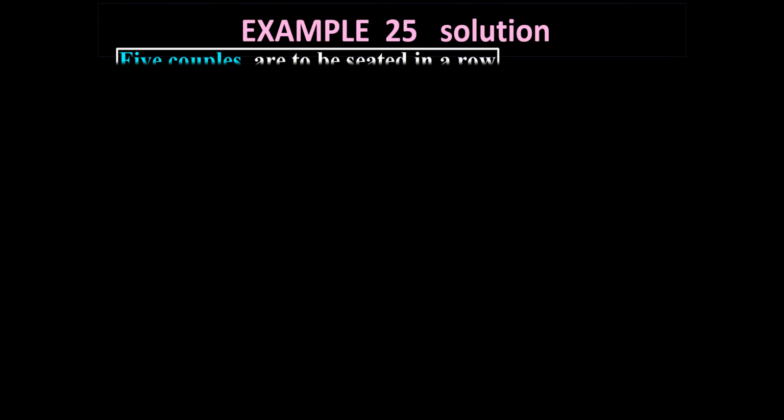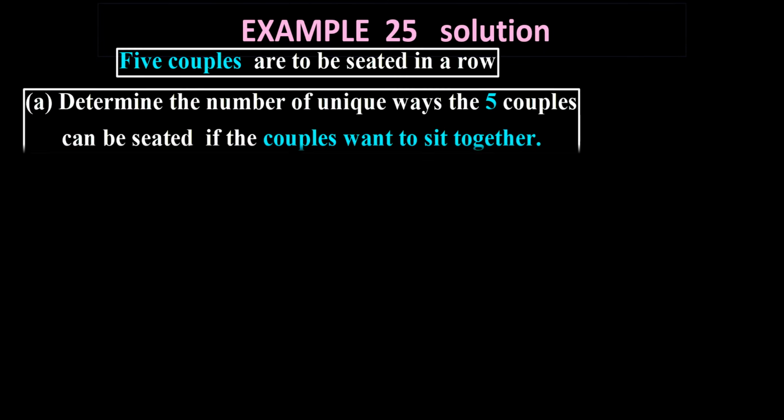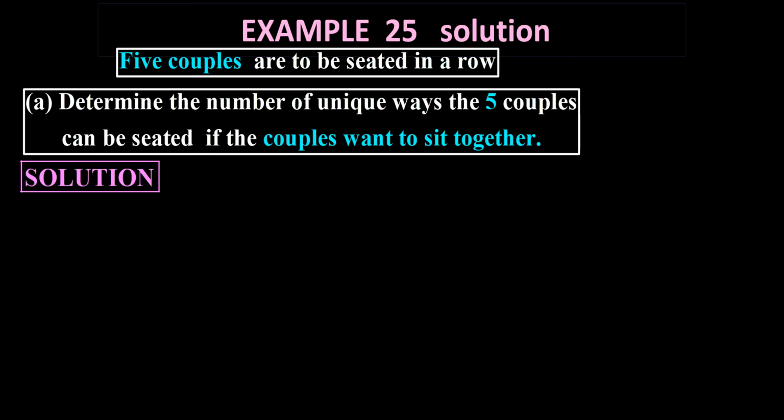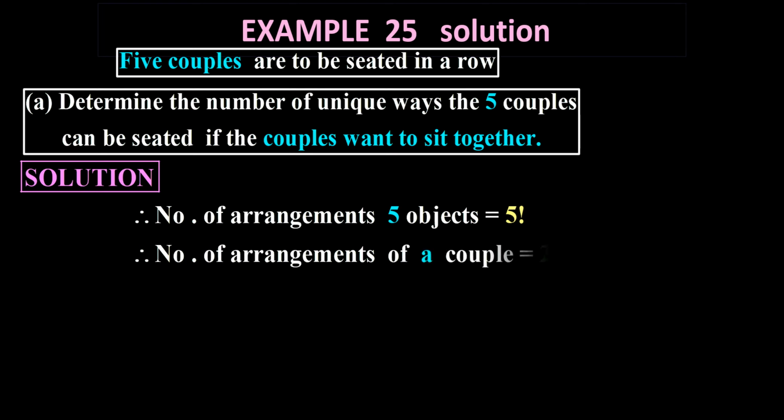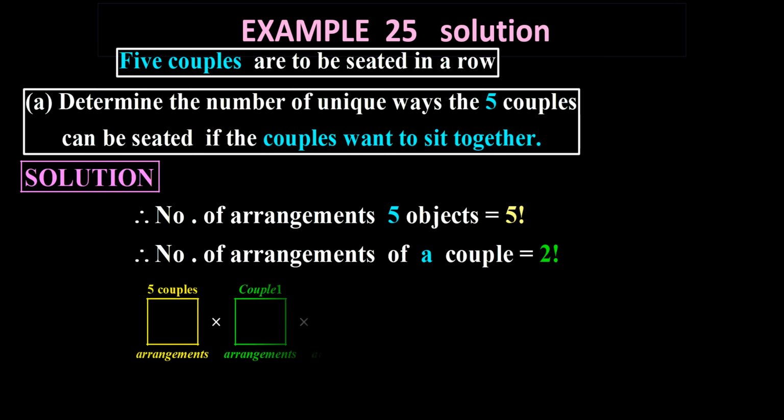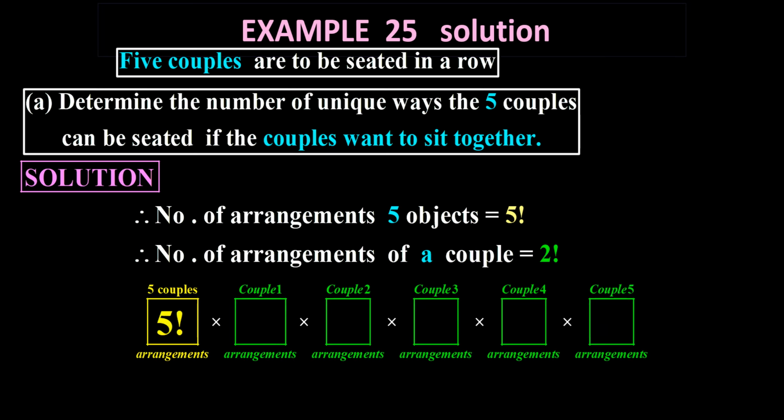Let's look at the first question there. We want to arrange the 5 couples, and 5 couples can be arranged in 5 factorial ways. But each couple itself consists of 2 people. You can have the husband and the wife, or you can have the wife and the husband sitting. Couple number 1 has 2 factorial, couple number 2 can switch. You can have Mr. and Mrs. or Mrs. and Mr. You can have John and Mary, and you can have Mary and John. You can have Tandeka and Tabo, and you can have Tabo and Tandeka.